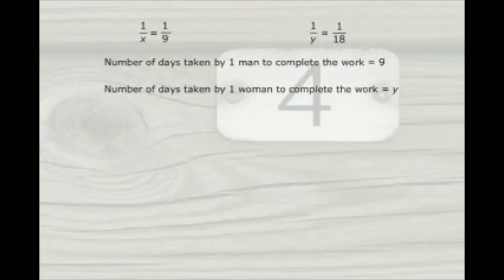Similarly, b equals 1 by y and b also equals 1 by 18. So y equals 18. And what was x? Therefore, one man alone will complete the work in x days or 9 days. And one woman alone will complete the work in y days or 18 days. And there, we have solved the question.